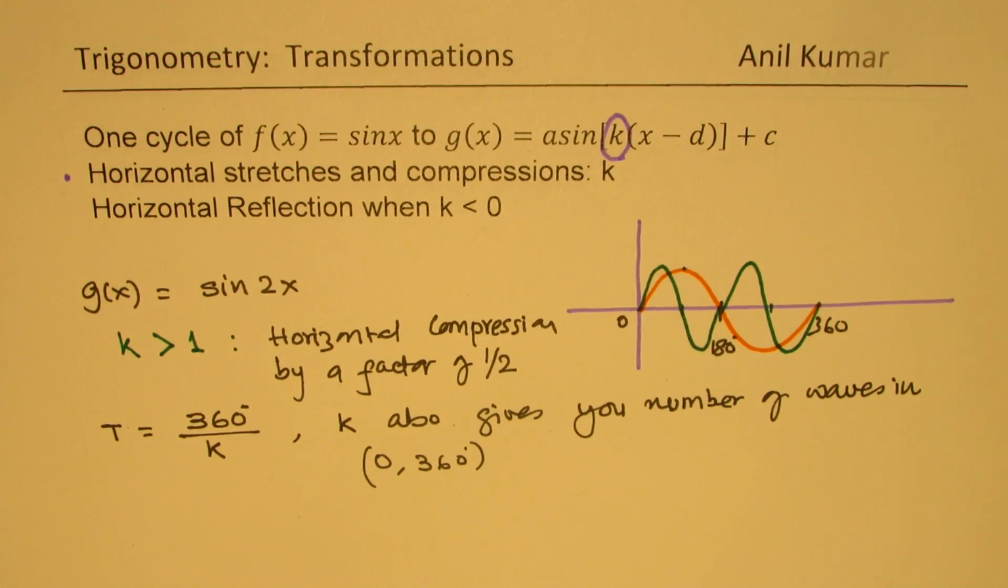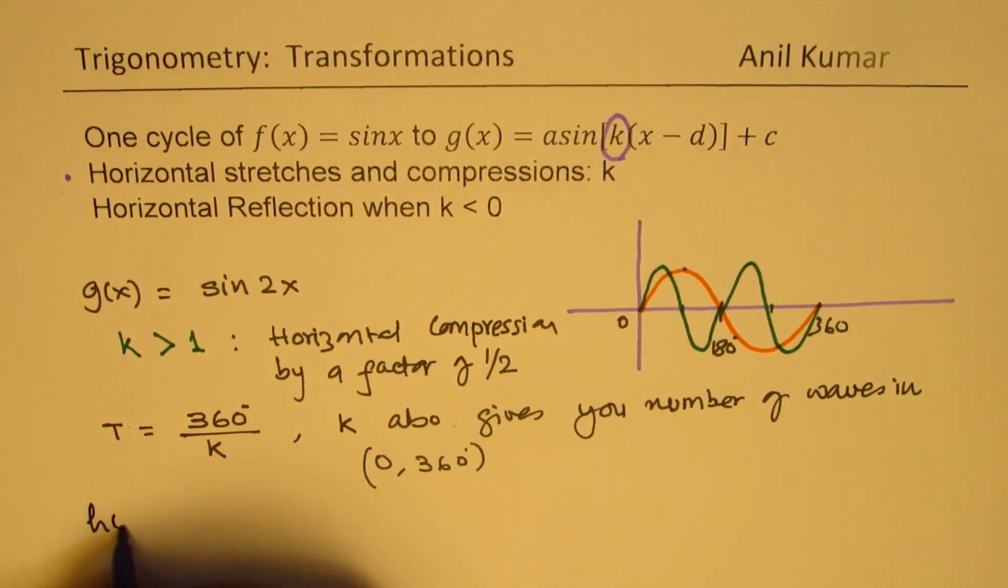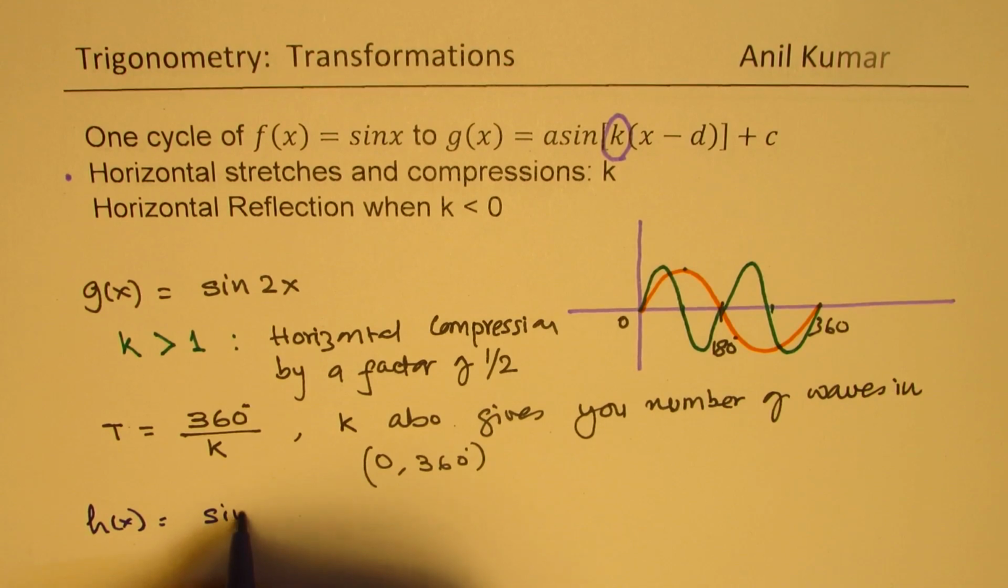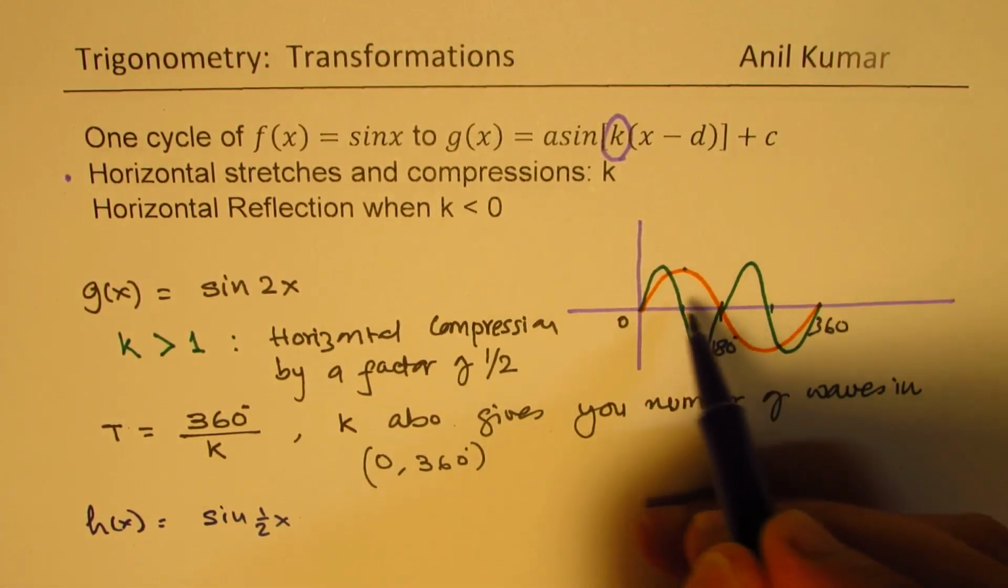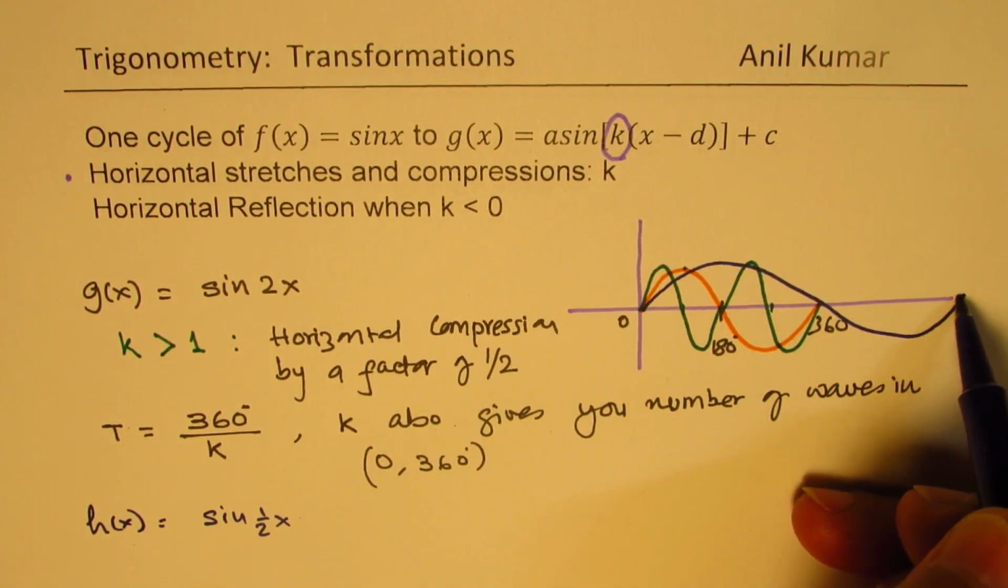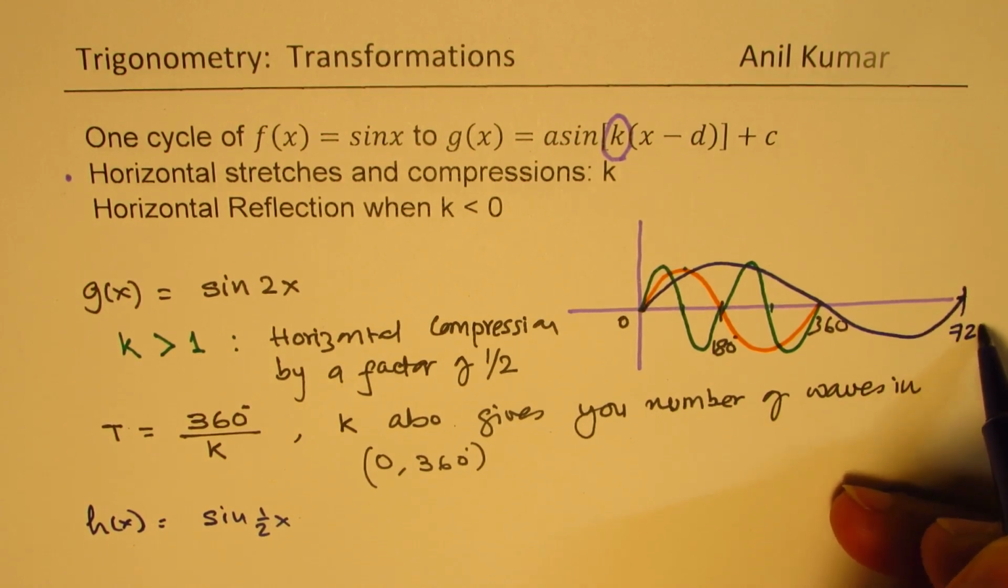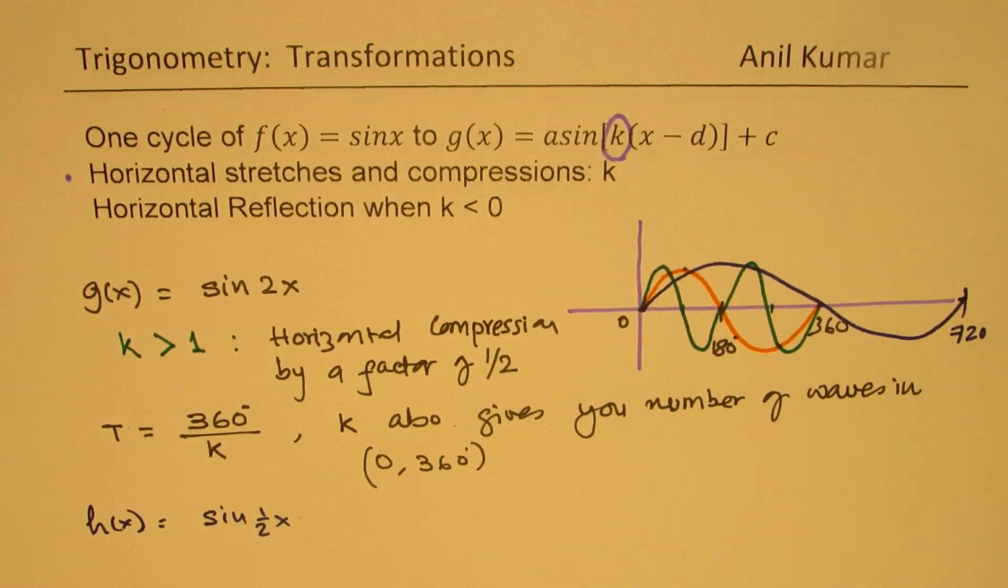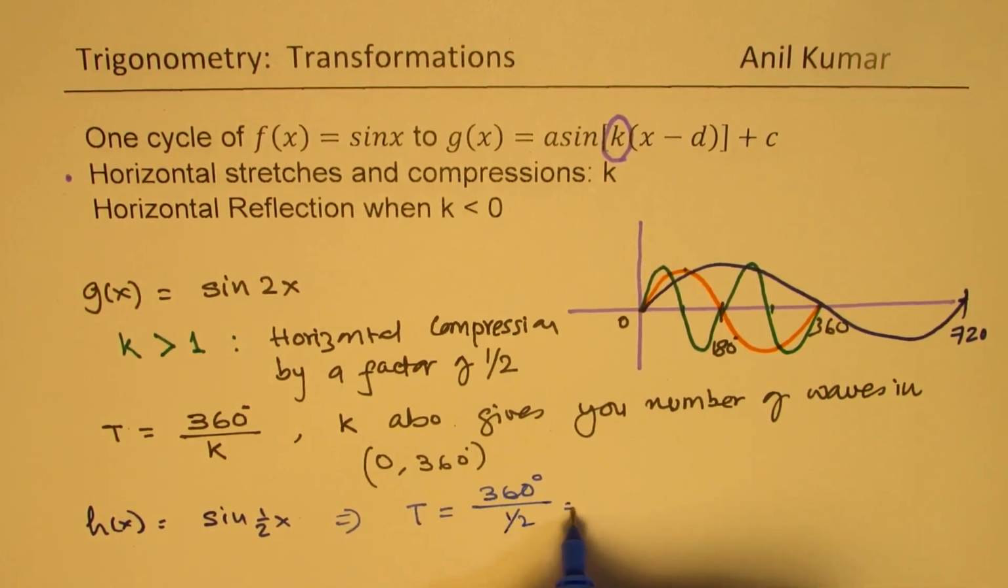Now on the other hand, if I have h of x equal to sine of half x, that really means that there will be only half a wave within 0 to 360 and a full wave will have a time period of 720. You get the idea, right? So if we have sine of half x, we'll have a time period of 360 degrees divided by half, or you can say 720 degrees, right? You get the idea, right?